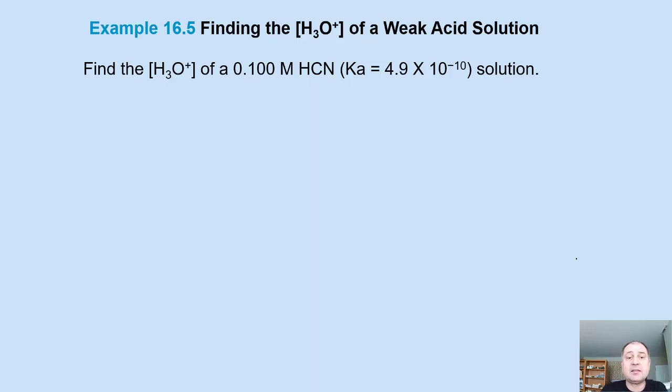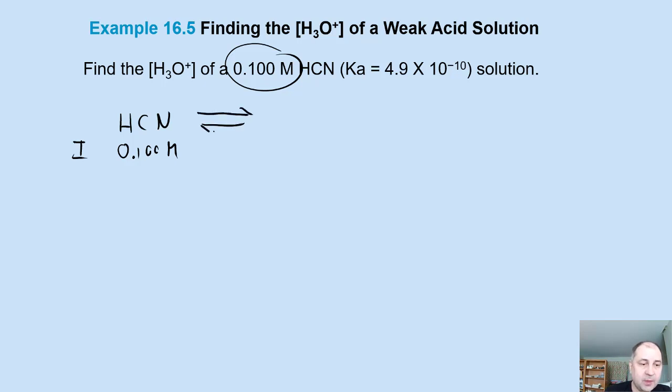Let's determine the hydronium ion concentration of a 0.100 molar HCN solution. The problem here is that this is a weak acid, and therefore the concentration of H plus is not equal to the concentration of the initial solution. So if I make up a 0.1 solution of HCN, it's going to shift to dissociate a little bit of H plus and a little bit of CN minus.